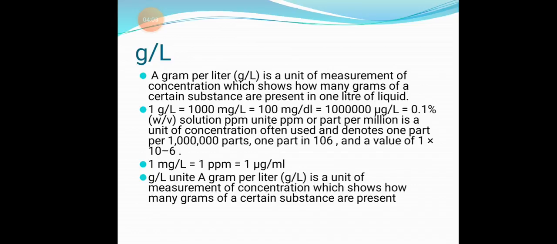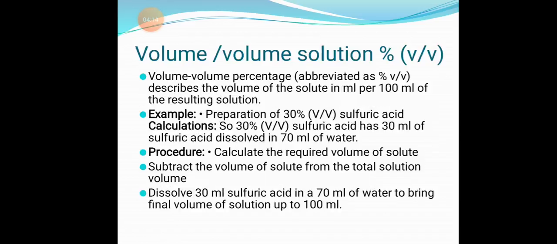G by L, unit gram per liter, is a unit of measurement of concentration which shows how many grams of a certain substance are present. Volume by volume solution percentage. Volume by volume percentage, abbreviated as percentage V by V, describes the volume of a solute in ml per 100 ml of the resulting solution.